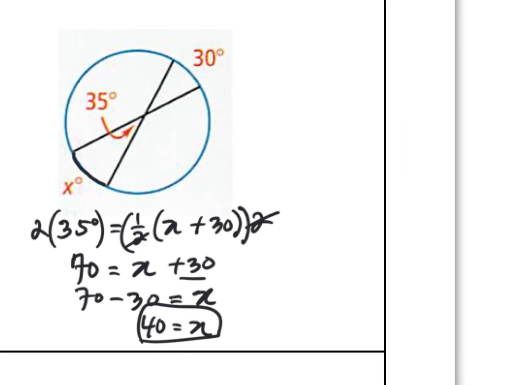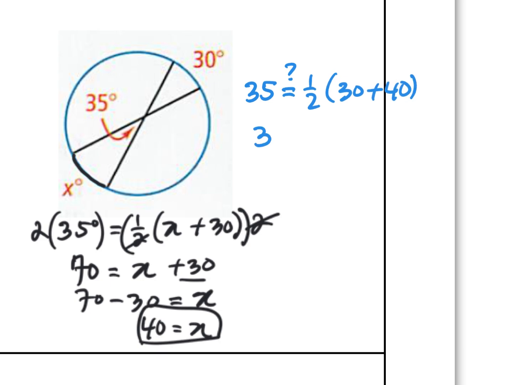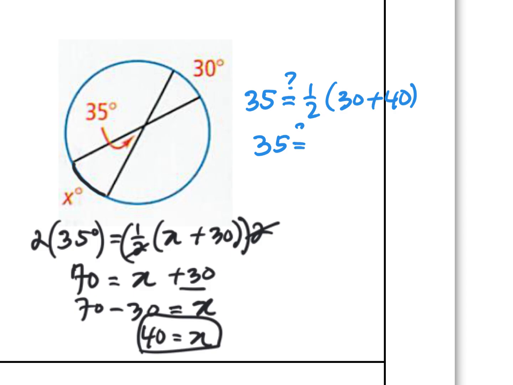Now, the best thing to do is to recheck your work, whether it's correct. Now, let's prove it this way. Is 35 equal to 1/2 of 30 plus our x here, which is 40? Okay, so 35 is still equal to 1/2 of 30 plus 40, which is 70. And we know that half of 70 is 35. Therefore, we are correct. It means to say that our calculations are correct.